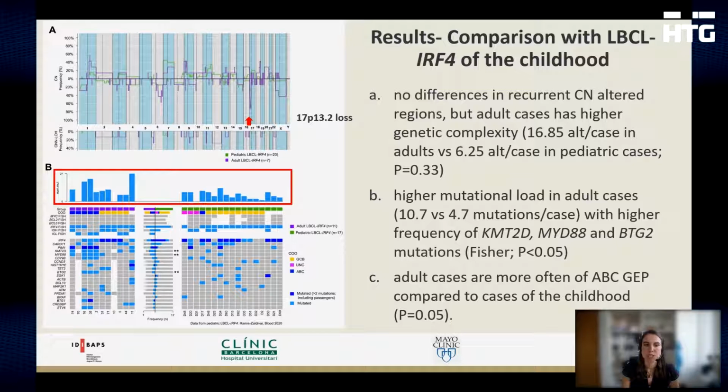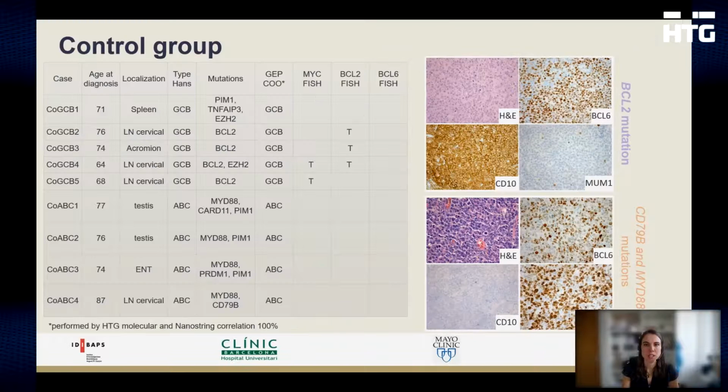We found as well a higher mutational load in adult cases, 10.7 versus 4.7 mutations per case, with a higher frequency of KMT2D, MYD88, and BTG2 mutations, which is statistically significant. As well, we found that in adult cases, we found a lot more ABC gene expression profiling cases compared to the cases of the childhood.